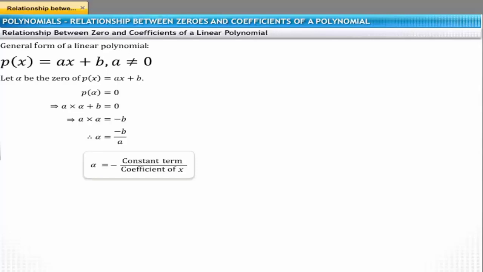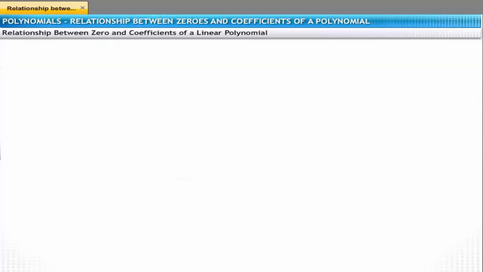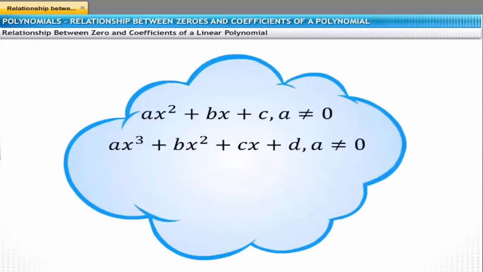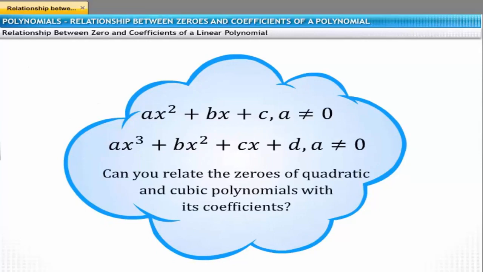This equation defines the relationship between the zero and the coefficient of the linear polynomial. Next, we'll discuss the relationship between the zeros of quadratic and cubic polynomials with their coefficients.